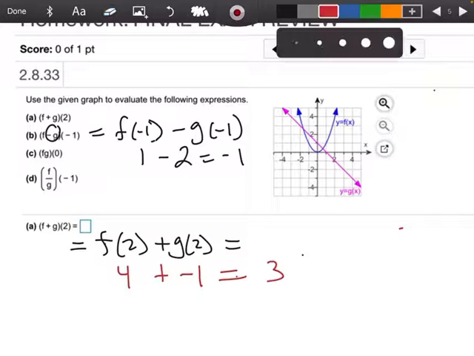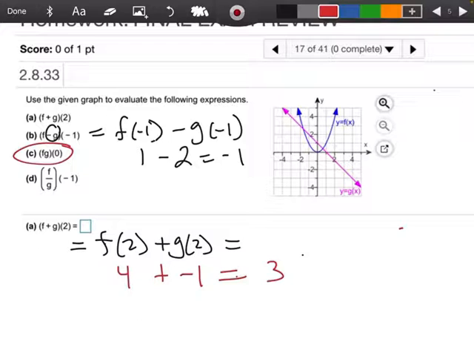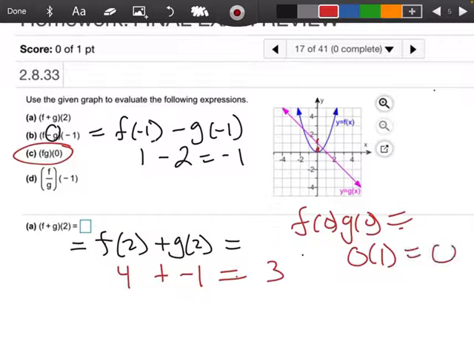Okay. And we'll do this again for part C. We're going to find f of 0, we're going to find g of 0, and we're going to multiply them together. So f of 0 is right here. It's actually 0. G of 0 is up here. It's actually 1, and 0 times 1 is 0.